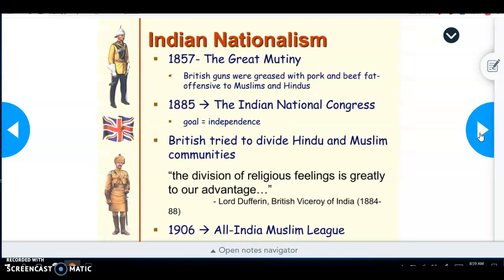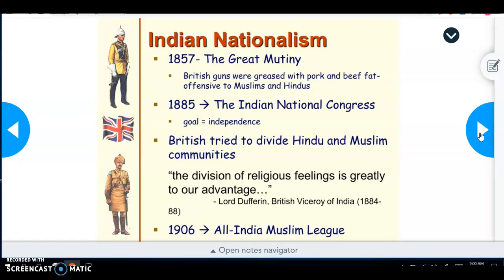So eventually, the Indians or the South Asians are going to get really tired of this British control, and they're going to start fighting back. So there is going to be a movement for Indian nationalism. So that's the idea of making your own country. And you can see in 1857, they have what is called the Great Mutiny, where British guns were greased with pork and beef to offend Muslims and Hindus. That's just going to upset the people of South Asia because that's disrespectful to their religion. So that's just one reason why they're going to want to fight back.